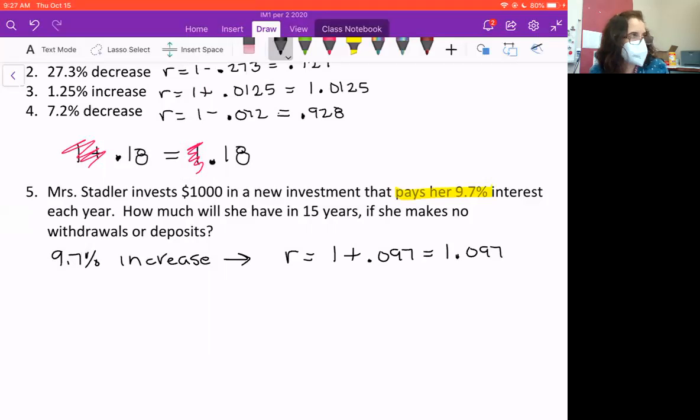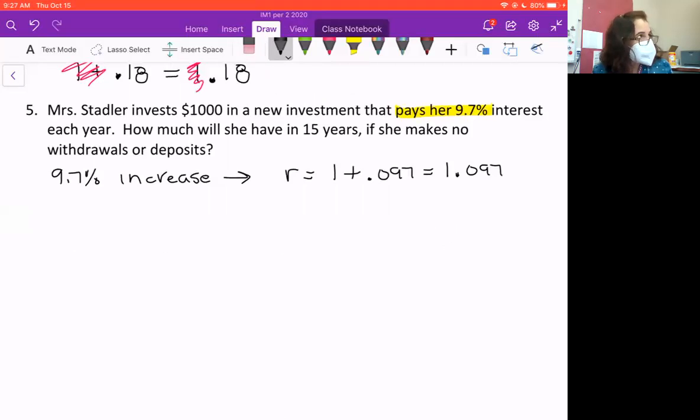And now I'm going to put my money into the account, into the investment. I'm not going to touch it for 15 years. And I want to figure out how much I'm going to have. If I take 1,000 and I multiply by 1.097, that will tell me how much money I have after 1 year. That'll be the amount of money in the investment account at the end of 1 year. If I multiply again by 1.097, that's how much I'll have at the end of 2 years. If I do it again, that'll be 3 years. If I do it again, that'll be 4 years.